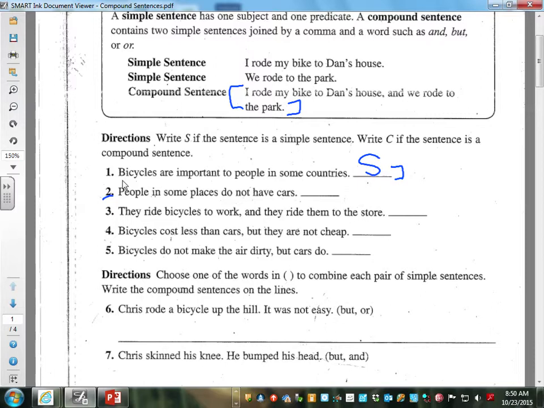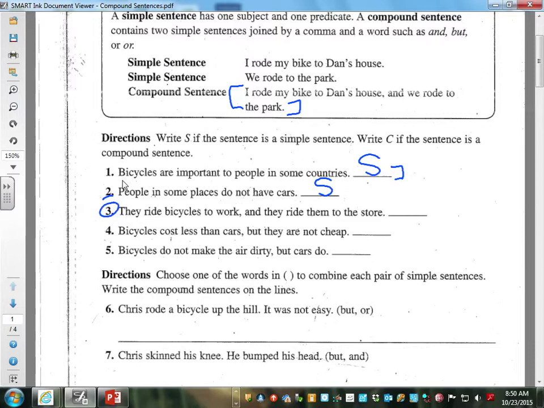Let's look at number 2. People in some places do not have cars. Is that a simple sentence or a compound sentence? Simple. It is a simple sentence because it is one complete thought. One subject, one predicate put together to form one complete sentence. Let's look at number 3.